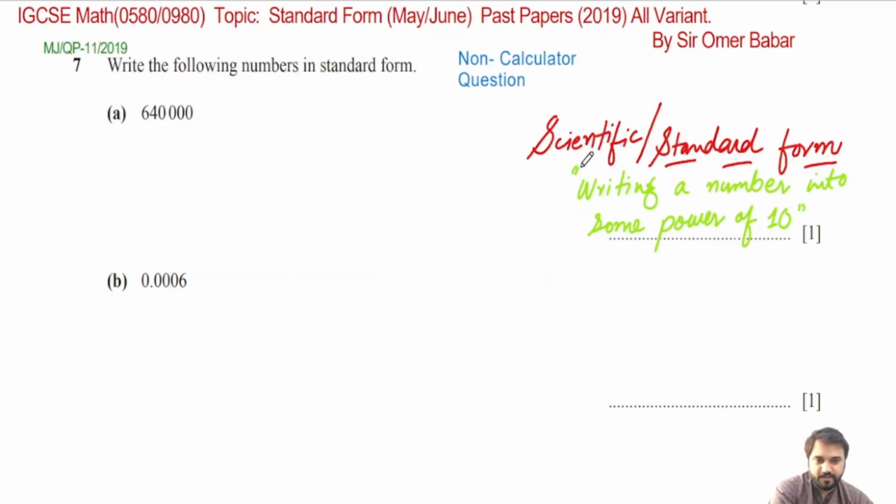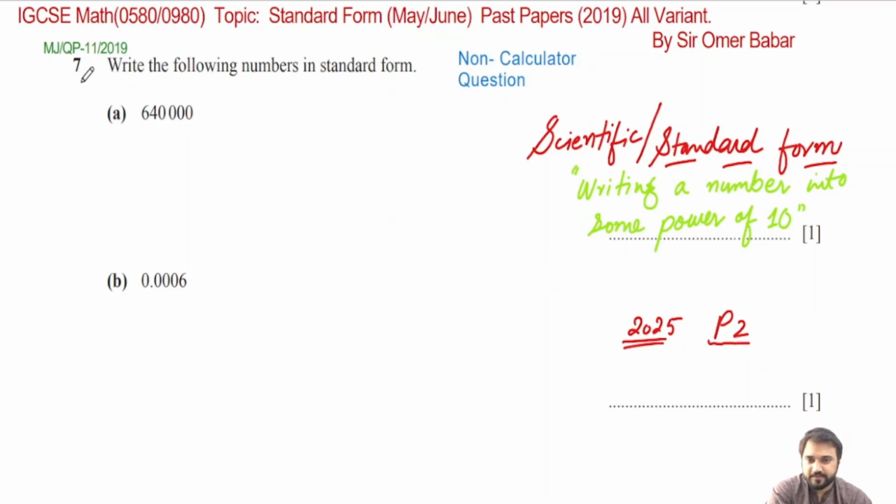And what does it mean? Writing a number as some power of 10, we call it standard form. The topic is a non-calculator one. If you are appearing in the 2025 examination, then in paper 2 of IGCSE, you are not allowed to use a calculator. So paper 2 is a non-calculator exam, and standard form belongs to paper 2. So without wasting any time, let's start.